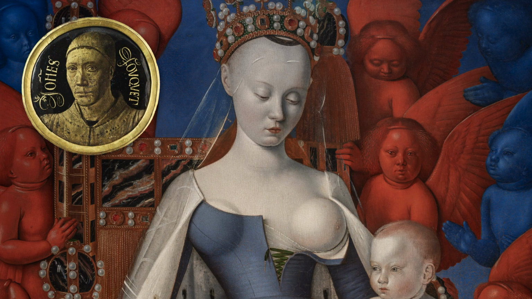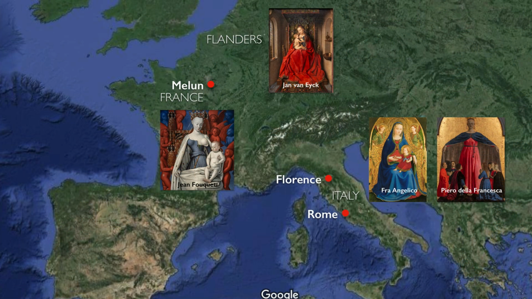Jean Fouquet is considered to be the most important painter in Renaissance France. This is probably the most important painting that came to us from the Renaissance in France. And he is often considered to be between Italian and Flemish painting. We know that he spent time in Rome, that he was probably also in Tuscany, that he likely met Fra Angelico, that he knew the work of Piero della Francesca. So in this artist in France, we have this coming together of an Italian tradition and a northern tradition.